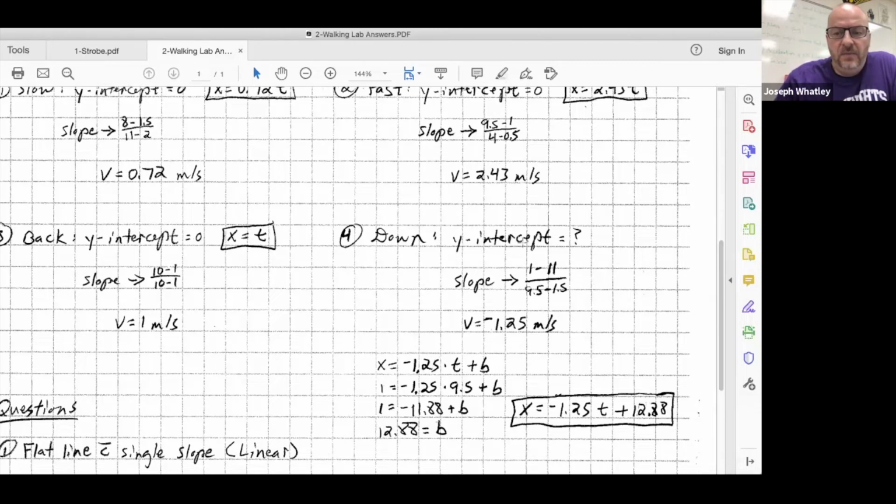Then I picked any point on the line. I happen to pick one of the points I used to calculate the slope. That doesn't matter. As long as it's a point that's on the line, I entered in the position and the time. That allowed me to solve for my y-intercept. Then I go back to my formula. X equals slope times time plus initial position. So that allowed me to get the formula for that fourth line.